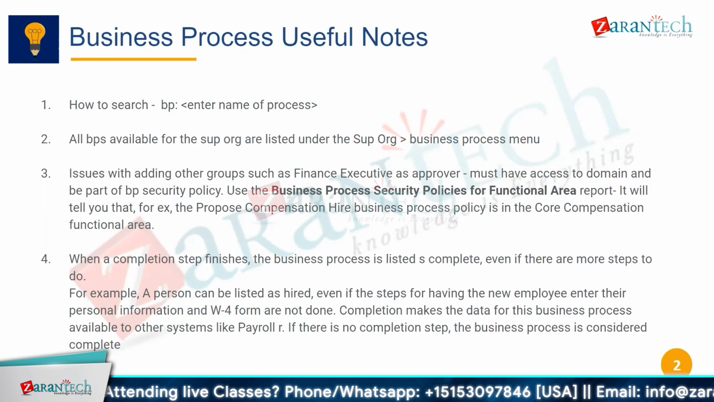So use the business process security policy for functional area report. It will tell you, for example, that the proposed compensation hire business process policy is in the core compensation functional area. So when the completion step finishes, the business process is listed as complete, even if there are more steps to do. This really comes in handy in order for a business process like onboarding.